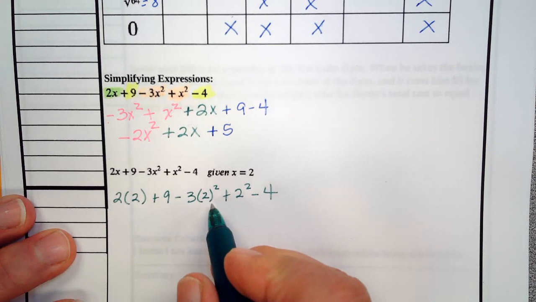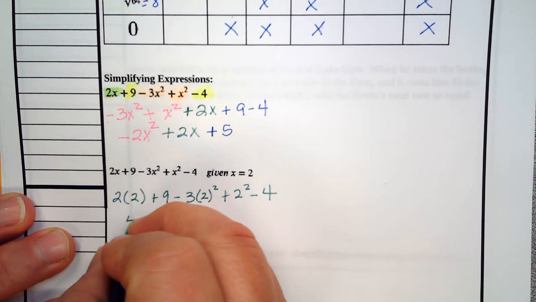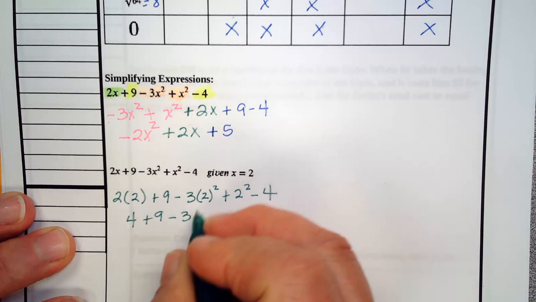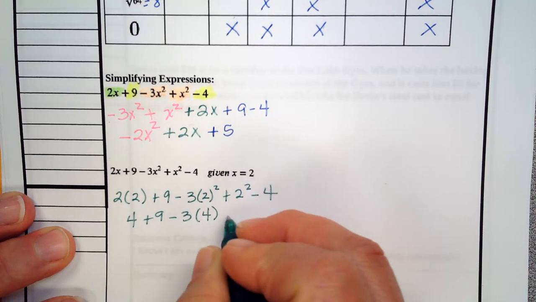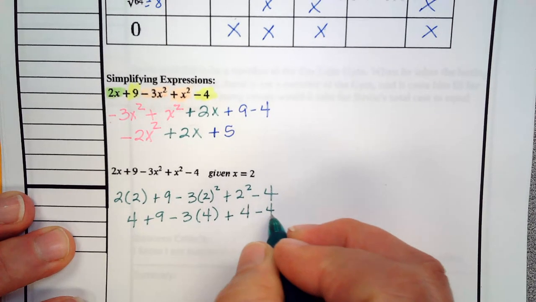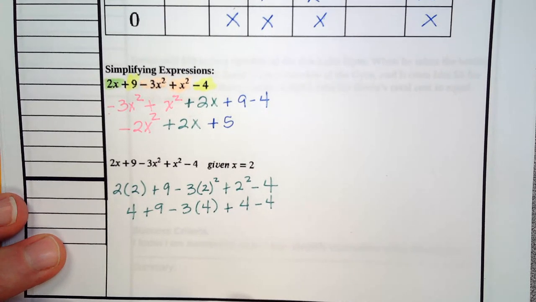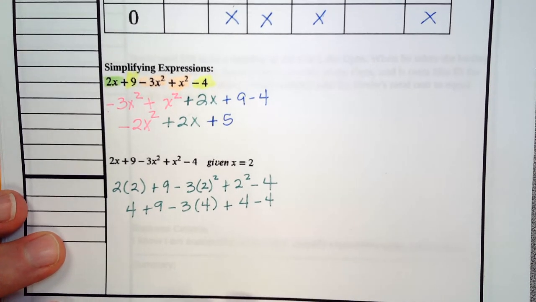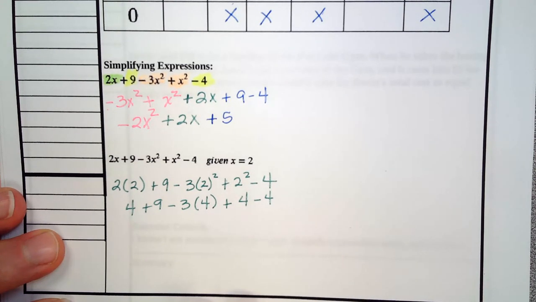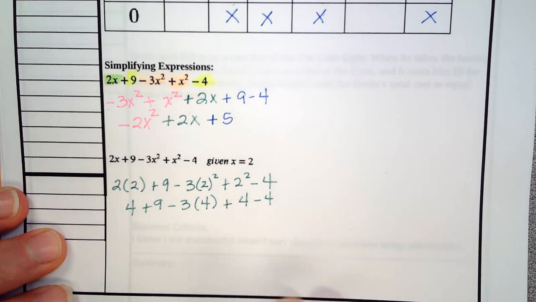Let's simplify as we go. We'd be doing the exponents first. So I'm still going to simplify. 2 times 2 is 4, plus 9, minus 3 times 2 times 2 is 4, plus 2 squared is 4, minus 4. What do you notice is happening at the end? I've got plus 4 minus 4. So if I add 4 and then take it away, what happens? My number is left the same. So I'll be ignoring this in our next step.